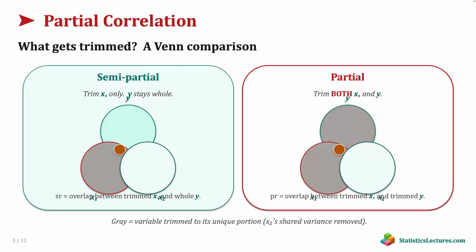Here is a visualization that will hopefully make a bit more sense. On the left, in the semi-partial, we take x1 and scrub x2's contribution out of it. The trimmed x1 is the gray circle, but y is left untouched. It's still the full teal circle. The semi-partial is the remaining overlap between the trimmed x1 and the full y. On the right, the partial, we do the same scrubbing to x1, but now we also scrub x2's contribution out of y. Both of those circles are gray. The partial correlation is the overlap between trimmed x1 and trimmed y. So that's the key distinction here. Partial cleans both sides, semi-partial cleans only one.